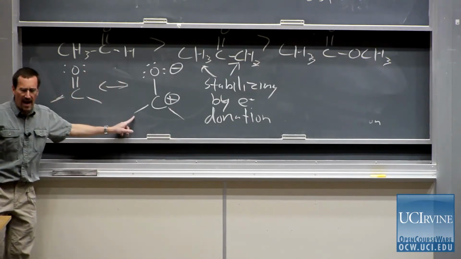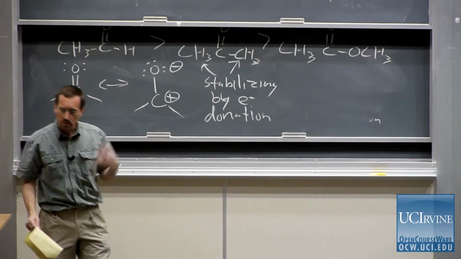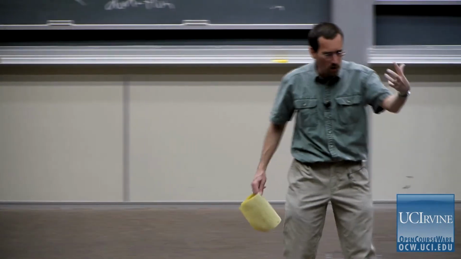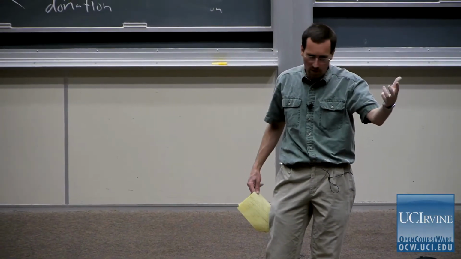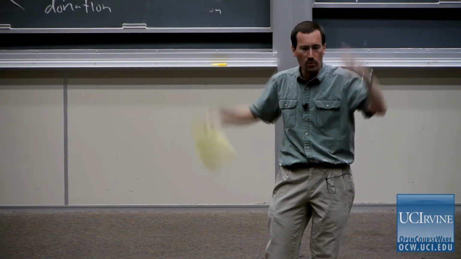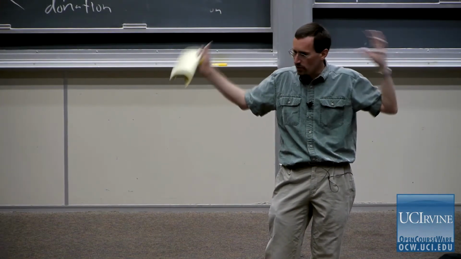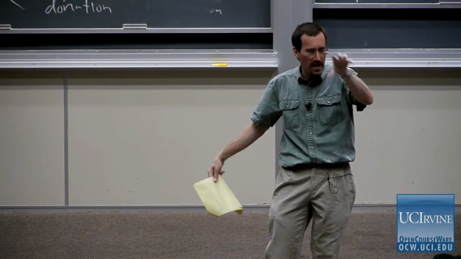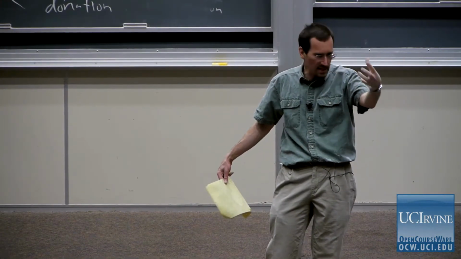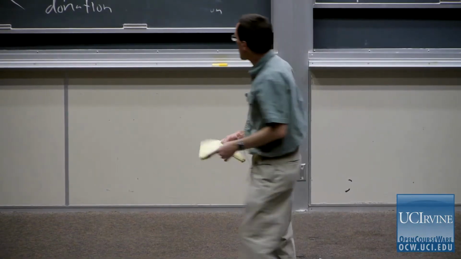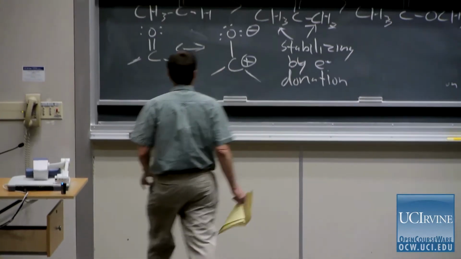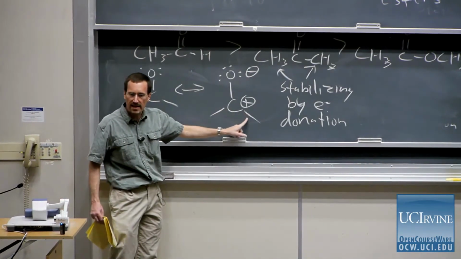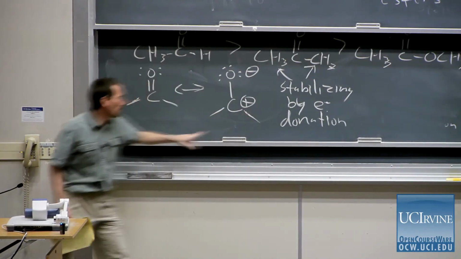When you learned about carbocations, you learned about hyperconjugation. You learned that a tert-butyl carbocation is more stable than an isopropyl carbocation, which is more stable than an ethyl carbocation. In other words, a tertiary carbocation, which has three alpha groups donating electrons by hyperconjugation, feels less pain from that positive charge than a secondary carbocation, than a primary carbocation. And it's the same principle over here. When you have alkyl groups on both sides of the carbonyl, that carbonyl is less electrophilic. It is more stabilized by electron donation.